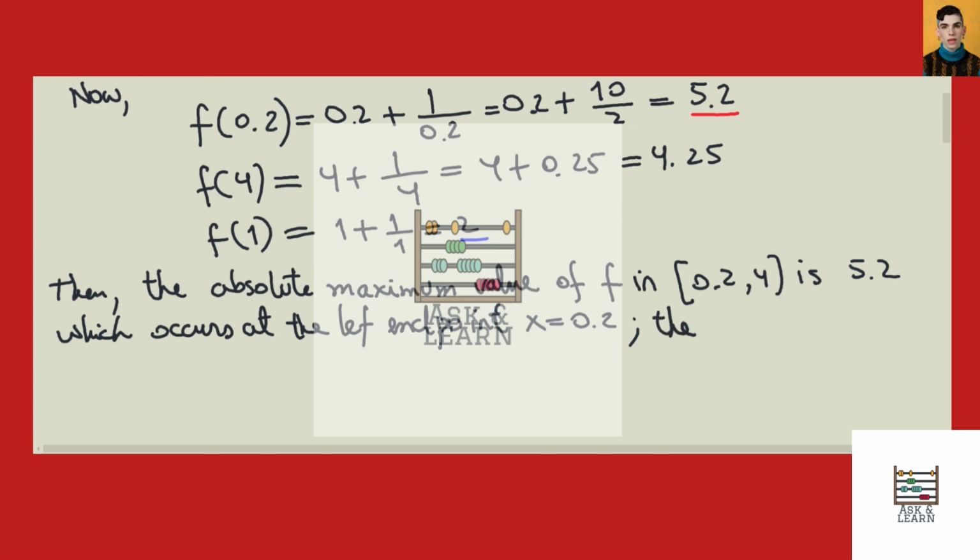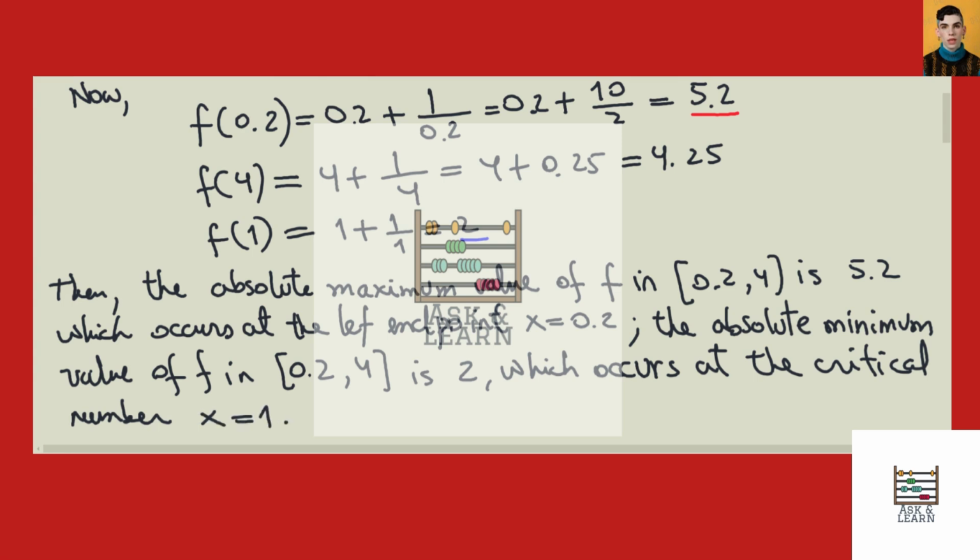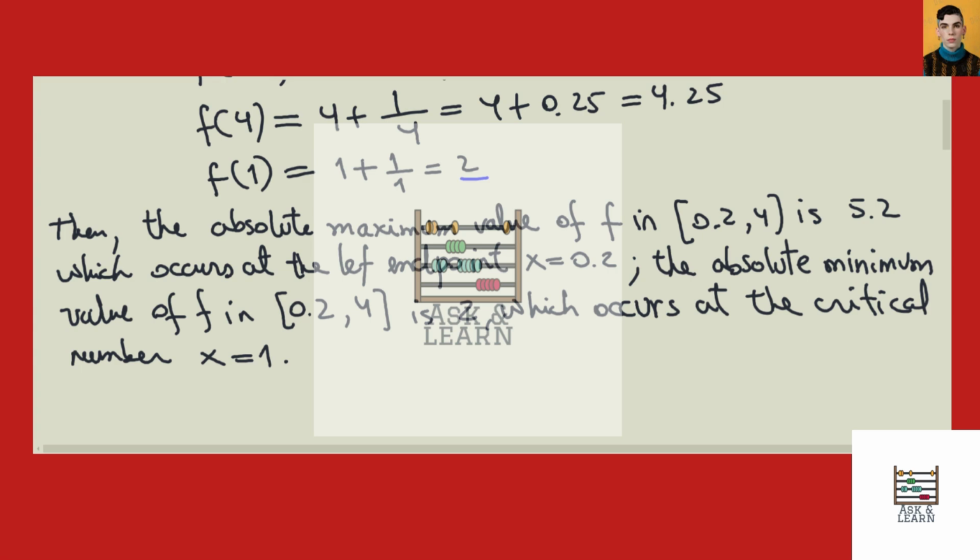And on the other hand, we have that the absolute minimum value of f in the interval [0.2, 4] is 2, and that value occurs at the critical number x = 1. So that's the answer to the problem.